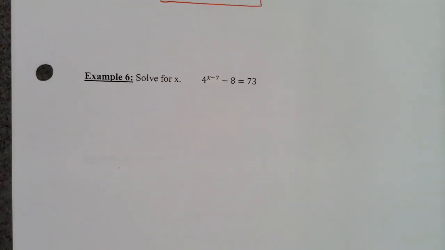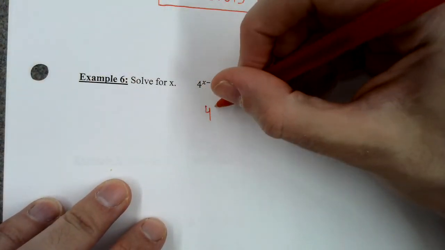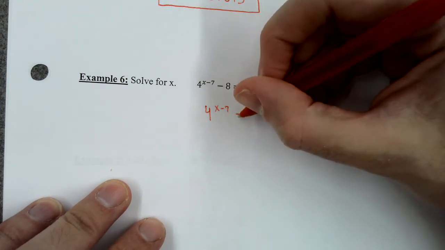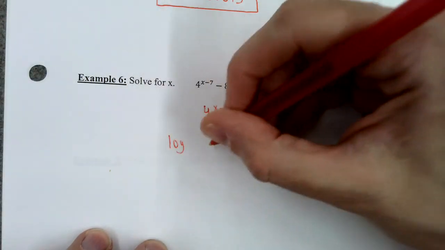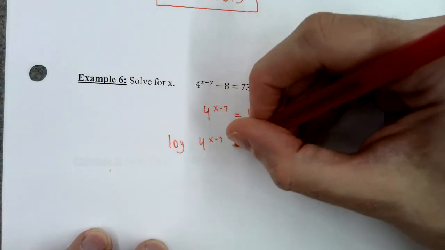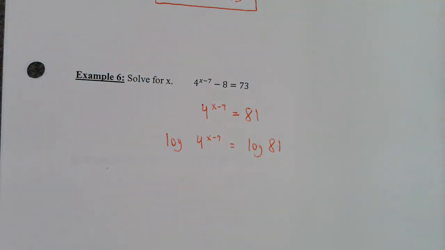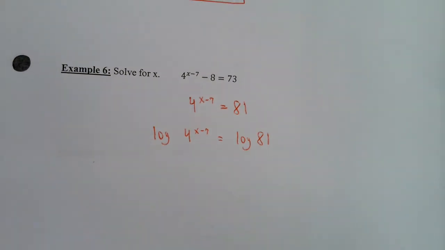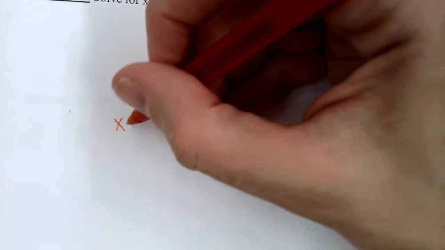So for example 6, what you should do is add 8 to each side of the equation first. So I get 4 to the x minus 7th power equals 81. And then we're going to take the log of each side. Let's use the power property from last class. Let's bring the x minus 7 to the front.